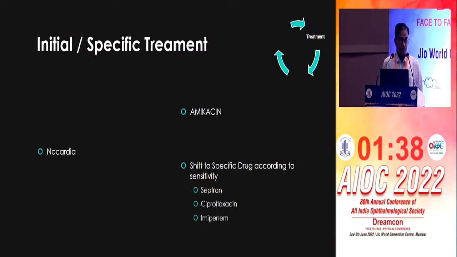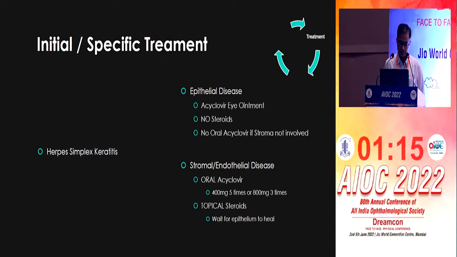You might get cases with nocardia. I had shown a photo with a typical wreath-like pattern, and sometimes in the immediate first KOH, you can recognize nocardia elements, and you can start with amikacin. You might have to shift to specific drugs like Septran or ciprofloxacin or imipenem, but most of them are sensitive to amikacin.